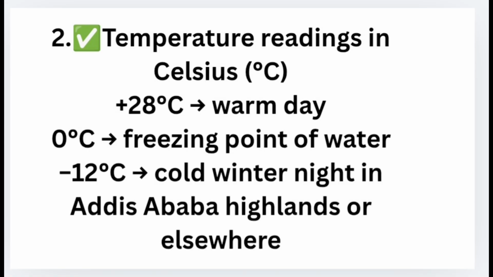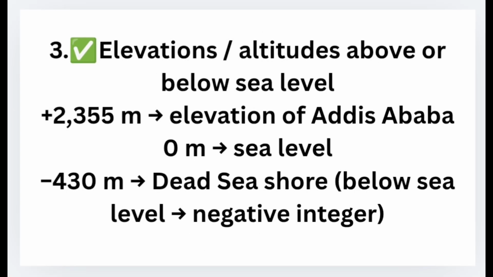Negative 12 degrees Celsius: cold winter nights in Addis Ababa highlands or elsewhere. The third example: elevation or altitudes above or below sea level. Positive 2,355 meter elevation of Addis Ababa. 0 meter is sea level. Negative 430 meter is the Dead Sea shore, below sea level, a negative integer.